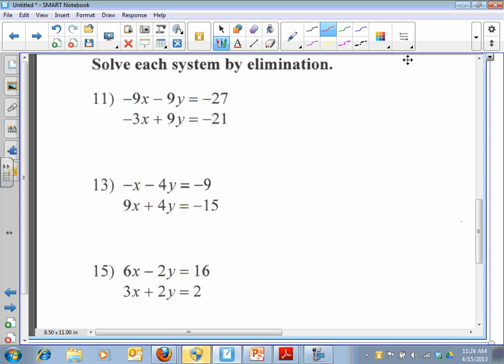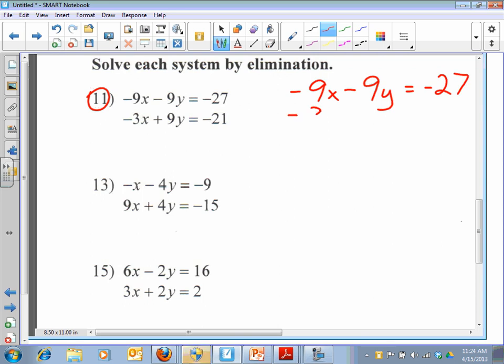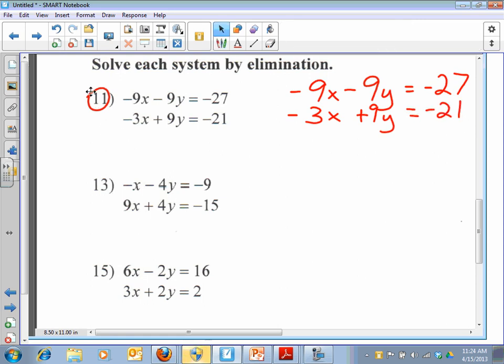So I'm just going to go ahead and move problem number 11 over to the side here. And here I get negative 9x minus 9y equals negative 27. And my other equation is negative 3x plus 9y equals negative 21. If I decide to use this method, I have to have my equations in this form, x and y on the same side of the equal sign, or the same side of the equation.